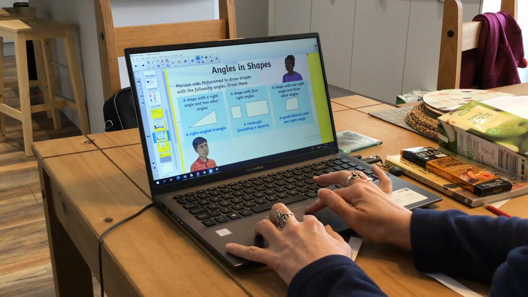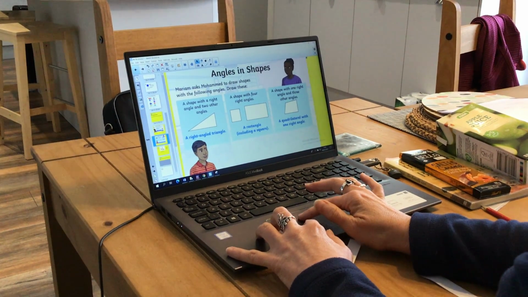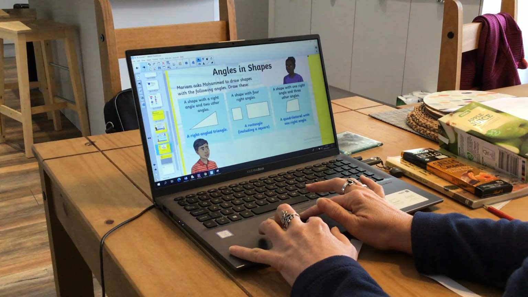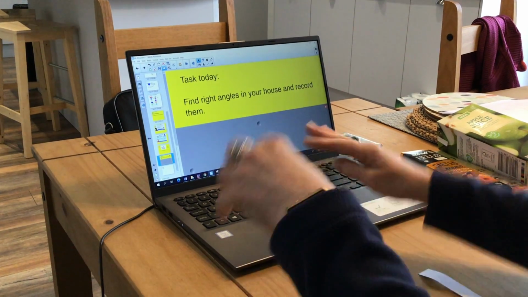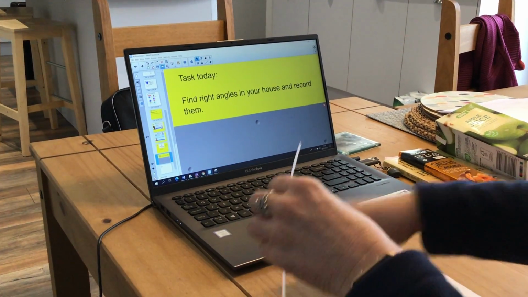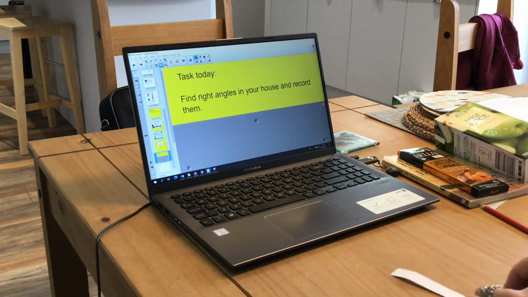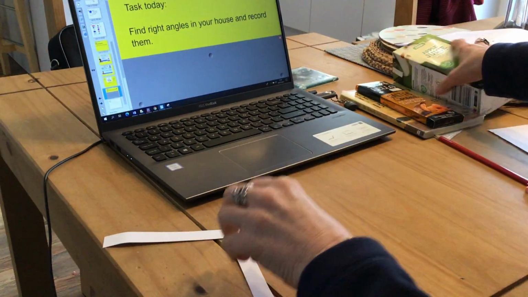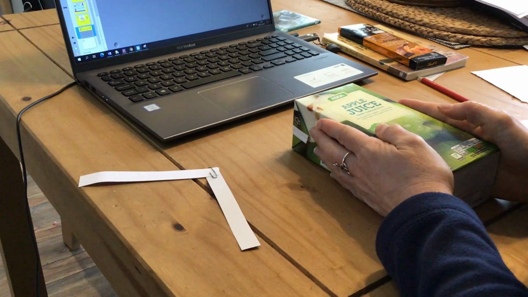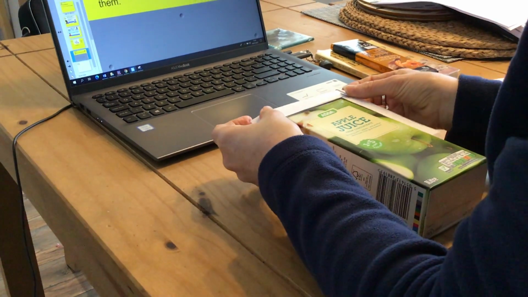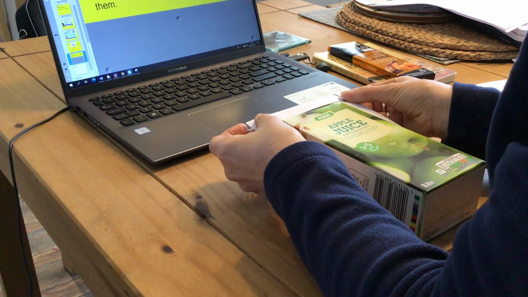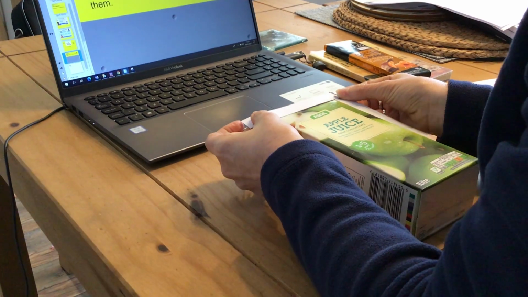Okay, boys and girls, so what are you going to do now you've made your angle measurer? You are going to find some right angles in your house and you're going to record them for me. So I had a little go at this. I had a little look around my house and I found some apple juice. I love apple juice. I'm going to see if this item in the house has got any right angles. Can I make this L shape fit? Oh, can you see how beautifully that L shape fits there?